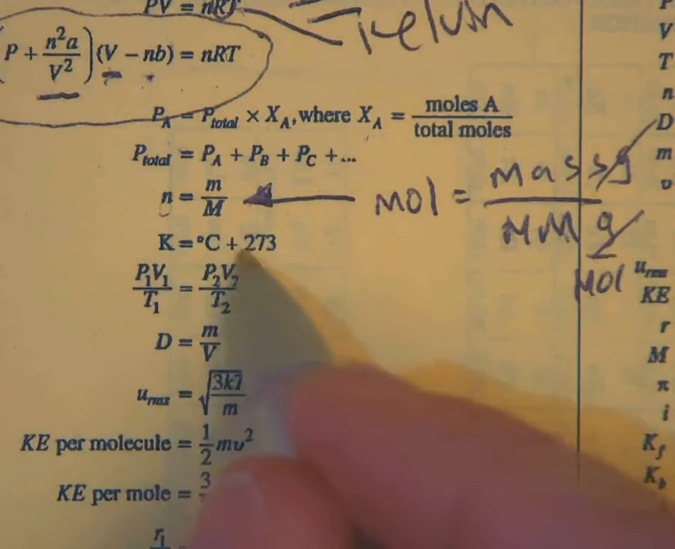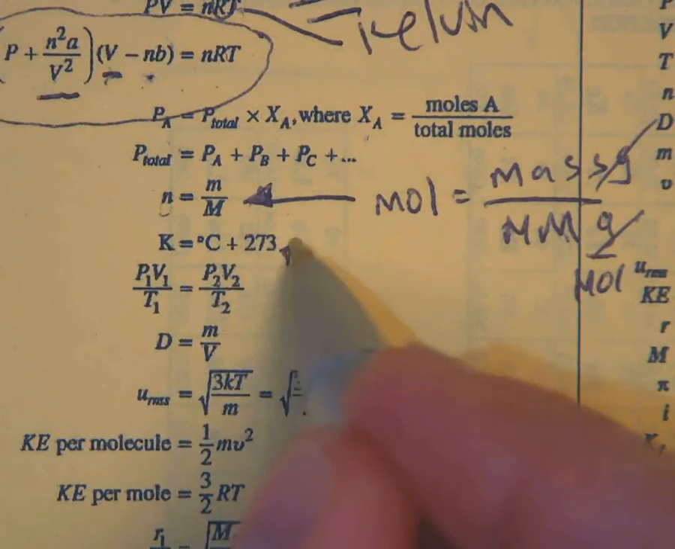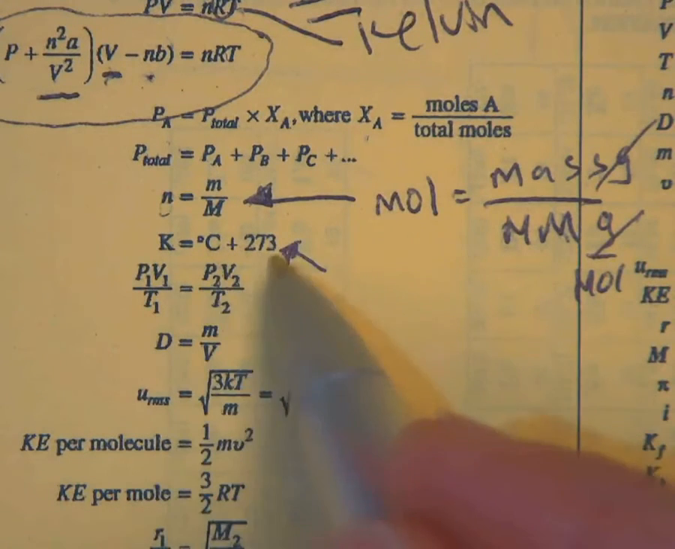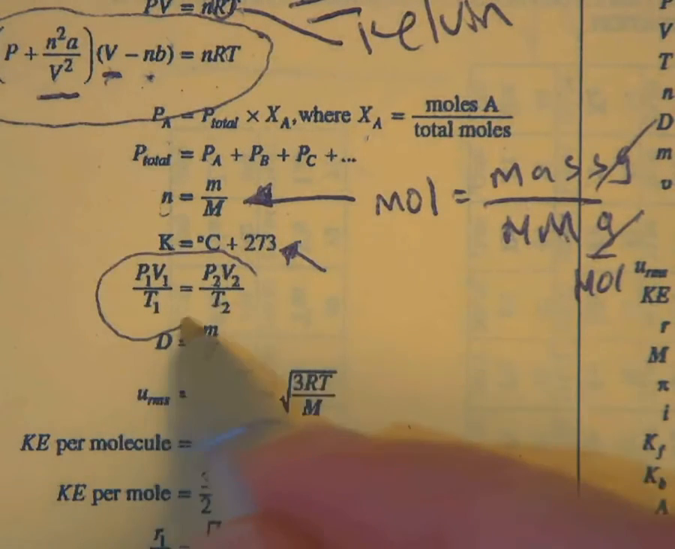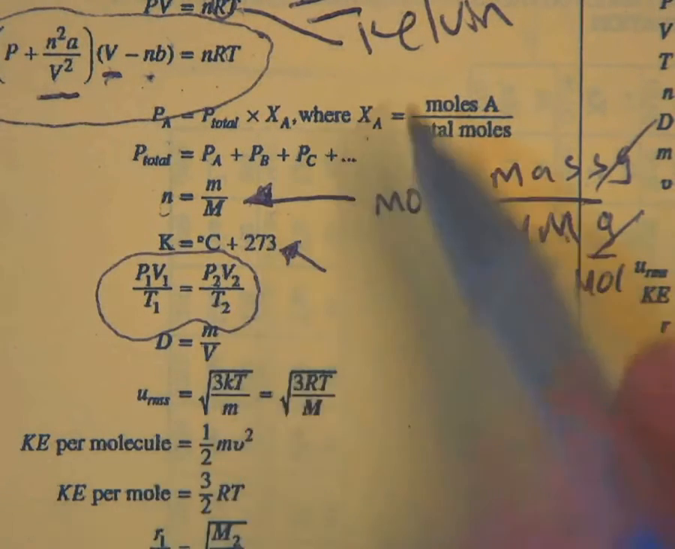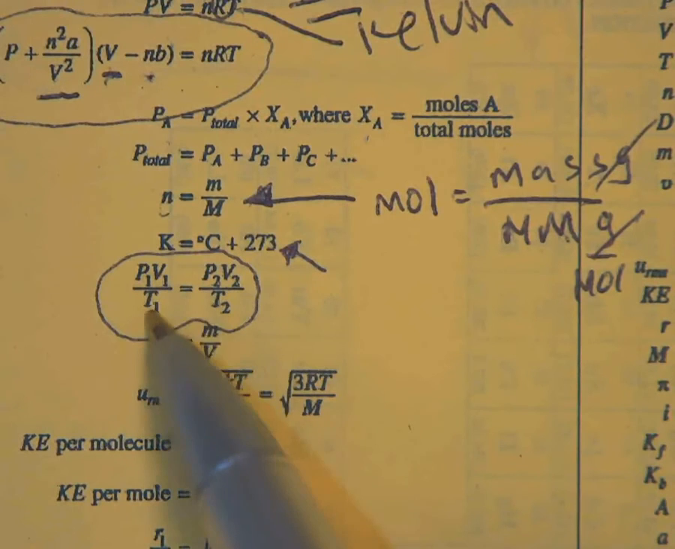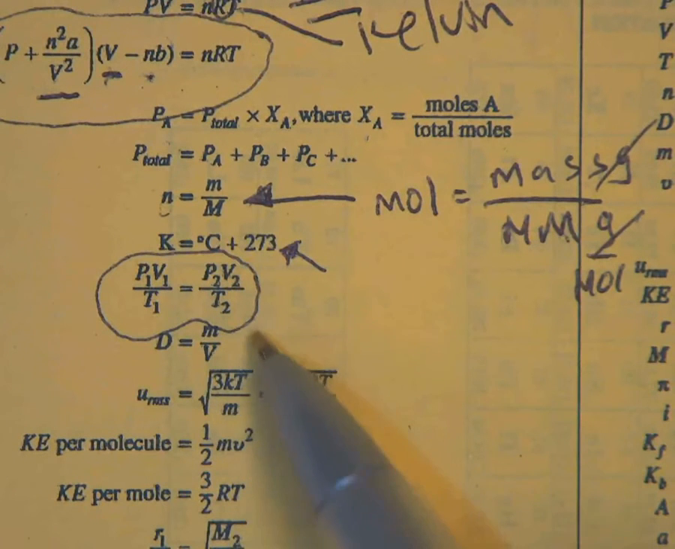This is Kelvin converting to Celsius, or Celsius converted to Kelvin. Kelvin is equal to Celsius plus 273. This is a conglomeration, and it is sometimes called the combined gas law equation. P1 V1 divided by T1 is equal to P2 V2 divided by T2.